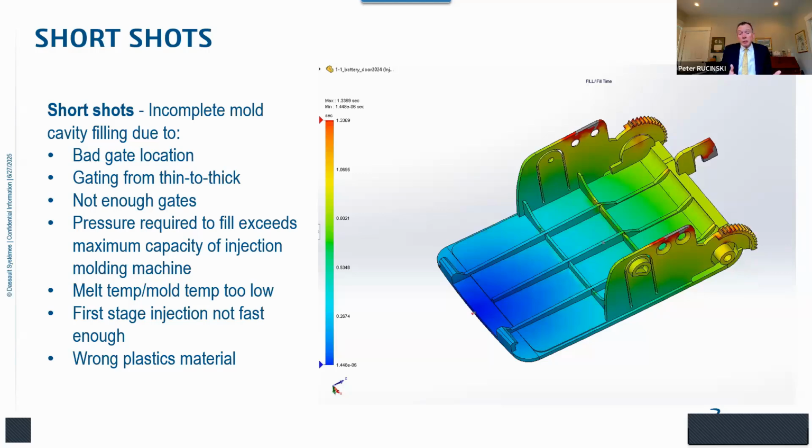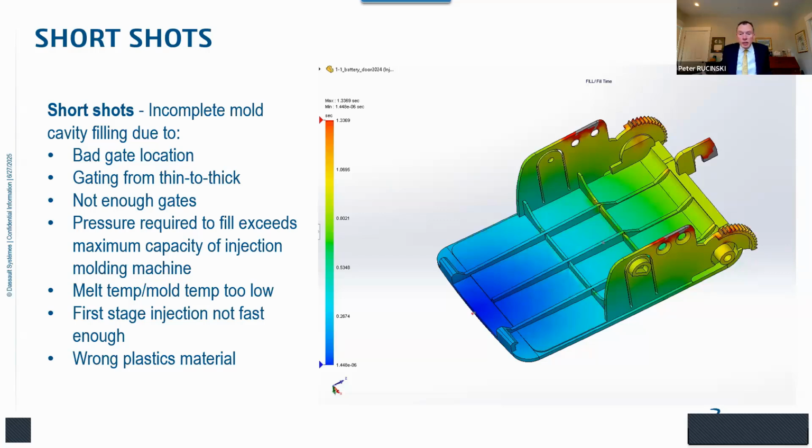Could be our melt temperature is a little bit too low, or the mold temperature is a little bit too low, so we could play with temperatures. Could be that we're not injecting fast enough. Our first stage injection is just simply not fast enough, and again, the cooling effects inside the mold are taking over before we can properly fill and pack the mold.